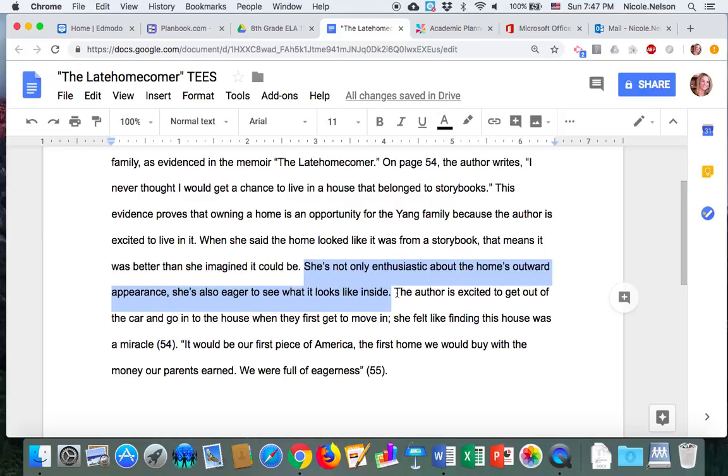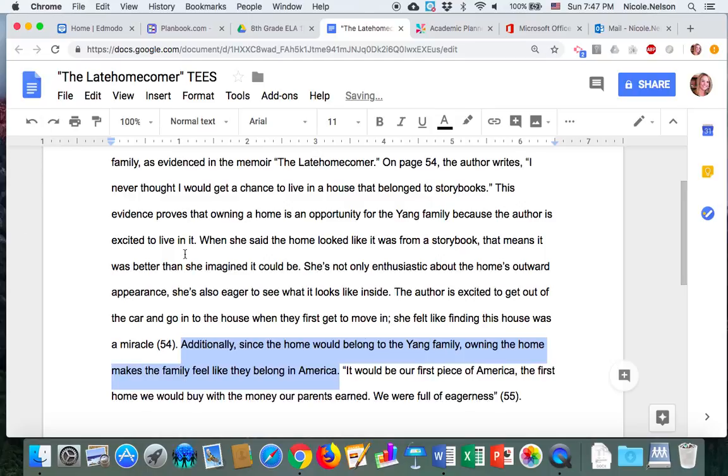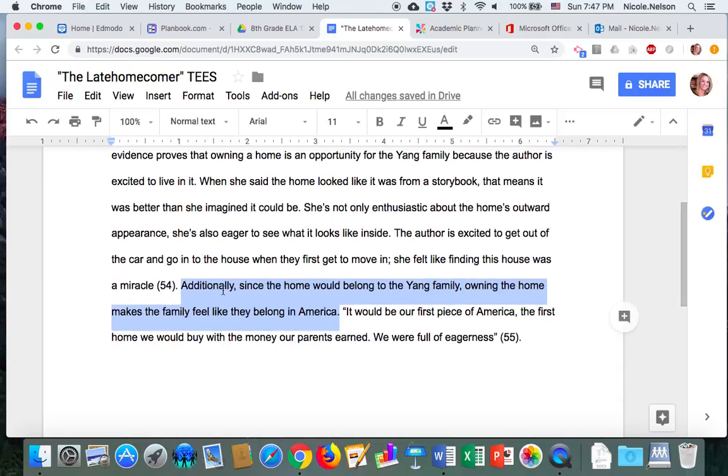So the piece of evidence reads, the author is excited to get out of the car and go into the house when they first get to move in. She felt like finding this house was a miracle. Notice this says additionally, so that's another phrase that you can use to transition from one piece of evidence to another. Since the home would belong to the Yang family, owning the home makes the family feel like they belong in America. And then I have my piece of evidence. It would be our first piece of America, the first home we would buy with the money our parents earned. We were full of eagerness.